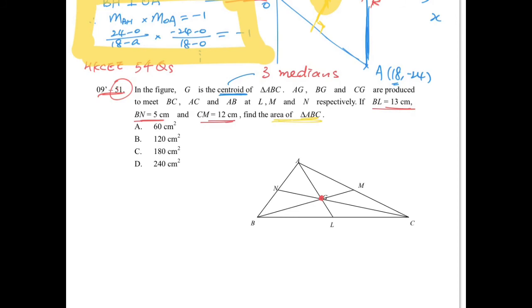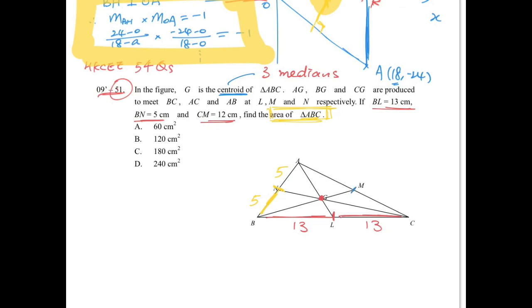But before you start, you should not just look at the area of the triangle, because you have to study how we make use of 13, 5, and 12 first. Well, BL will be 13. But because G is a centroid, that means L is a midpoint. So in other words, LC will also be 13. Similarly, BN is 5, whereas N should be a midpoint because of the centroid, because of the median, and AN is 5. So finally, it's a piece of cake, hopefully.